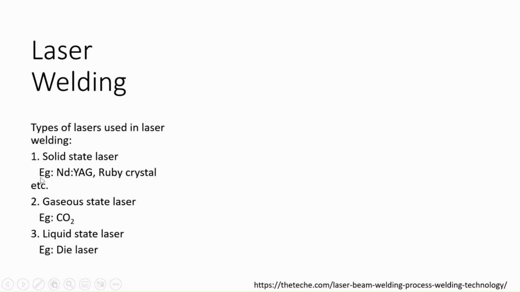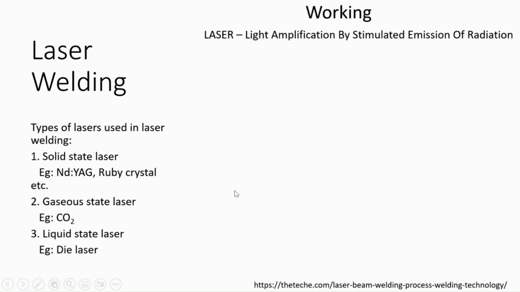And among them, the most commonly used are Nd:YAG laser, which is neodymium yttrium aluminum garnet, and ruby crystal. And the gaseous state laser is the CO2 laser, and there are liquid state lasers, with commonly used examples. So let's move on.